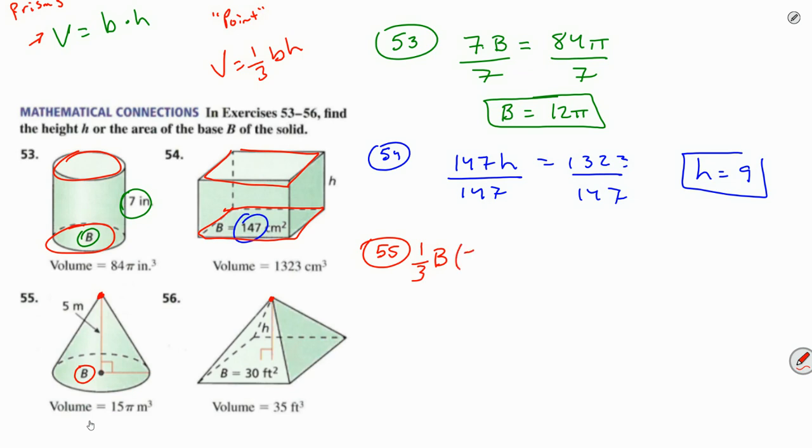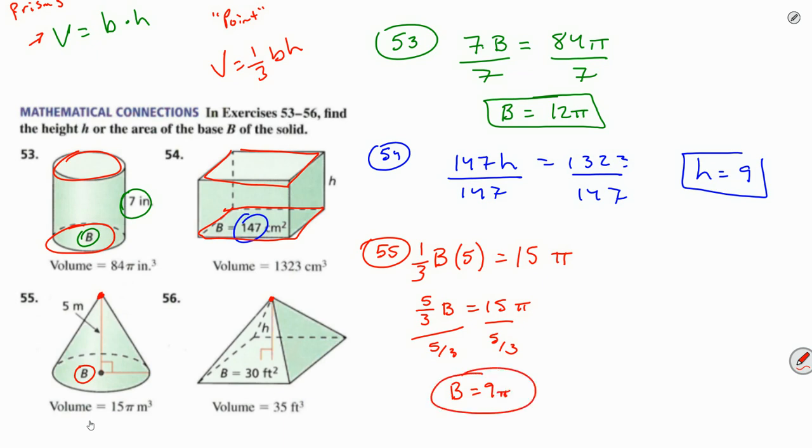Base times 5 equals 15 pi. So the first thing I'm going to do is take 5 times 1/3 and make it 5/3 base equals 15 pi, just to clean it up a little bit. Divide by 5/3, divide by 5/3, and get base is 9 pi. Again, there's nothing to cancel out the pi there.